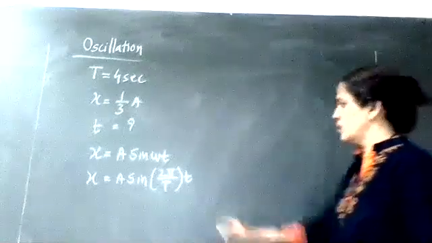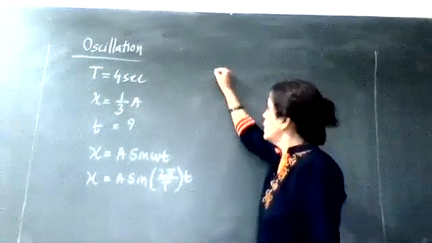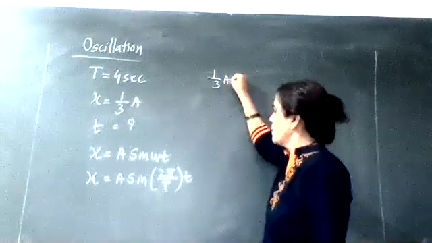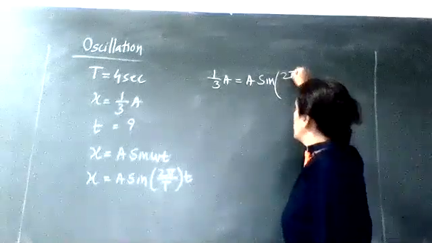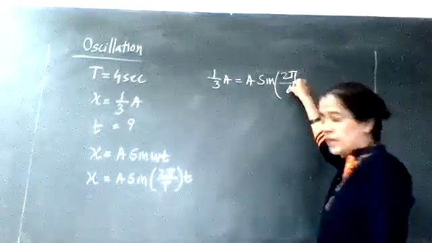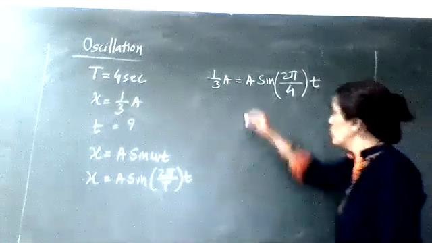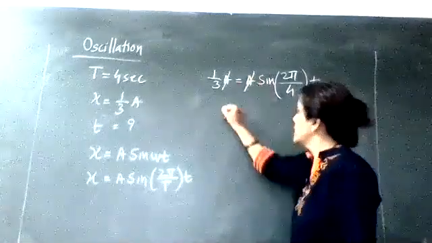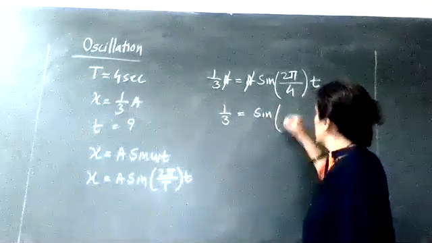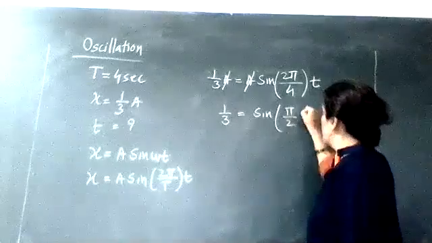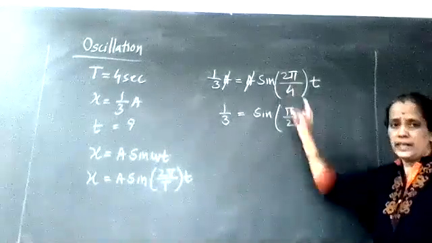So now I am going to put the values. Value of x is what? 1 by 3 A, which is equal to A sine of bracket 2 pi upon capital T. Capital T value is 4, into small t. From both sides, this A factor will get cancelled. So I'll get 1 by 3 is equal to sine of pi by 2 into t. Because this 2 and 4 will get cancelled.